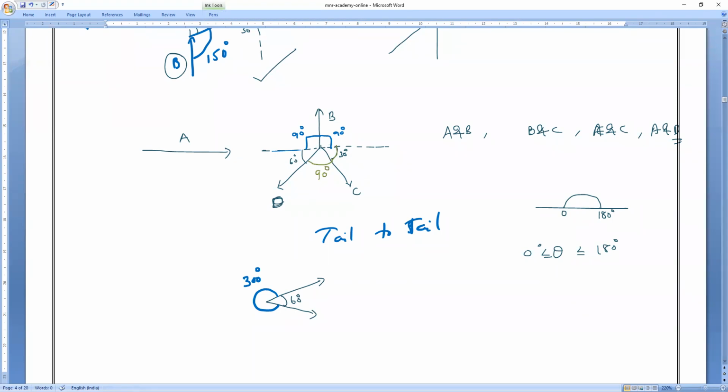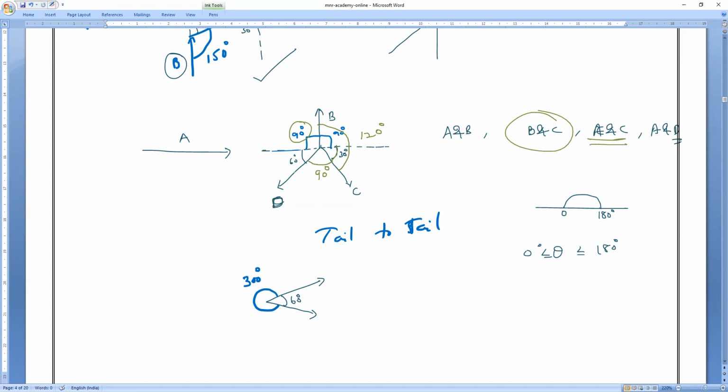Now, what is the angle between A and B? A is coming like this and B is going like this. So what is the angle between them? All of you, 90 degrees. Next, B and C. What is the angle between B and C? Everybody check it. 120 degrees.